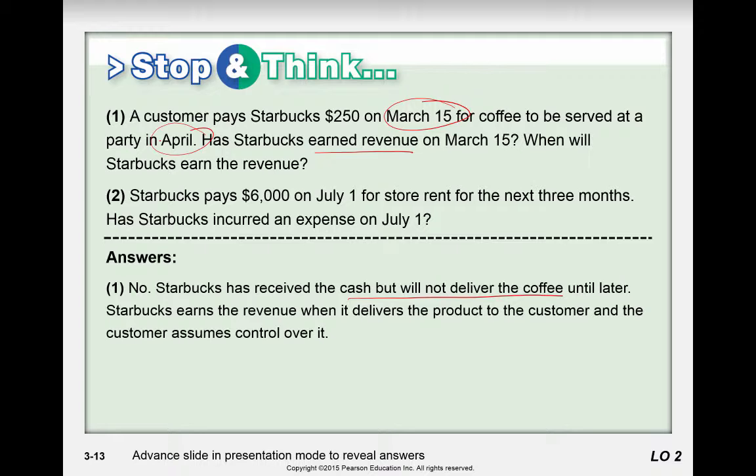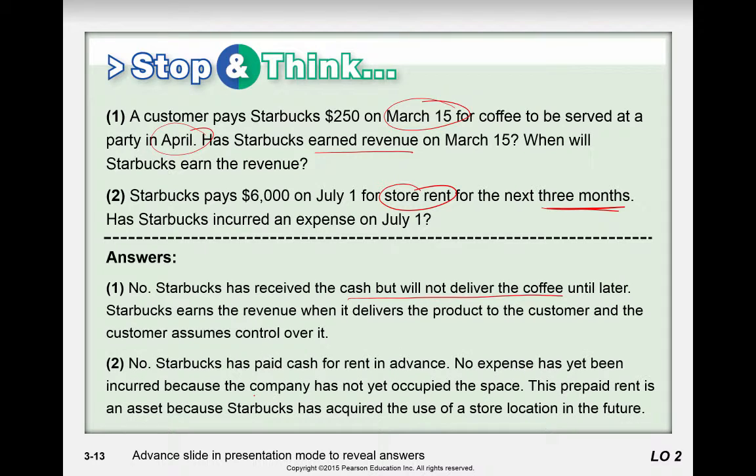Now, Starbucks pays $6,000 on July 1st for the store rent for the next 3 months. Has Starbucks incurred an expense? Not at this point because it is July 1st. So this entry would be recorded as a debit to prepaid expense. And we're going to go through these, but the more I tell you, hopefully the more you will learn it. And then we're going to credit cash, right? So this is going to be $6,000 and then $6,000 of cash.